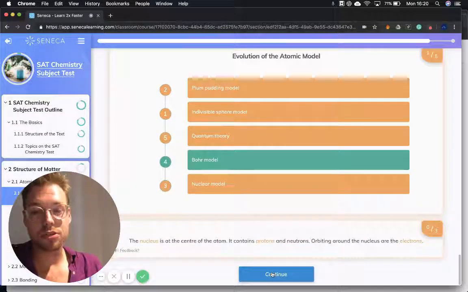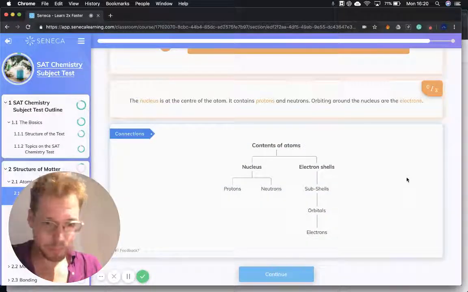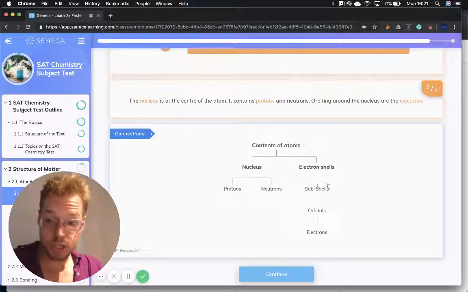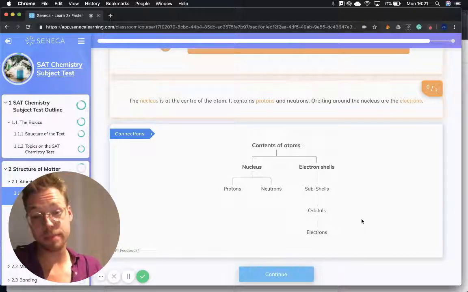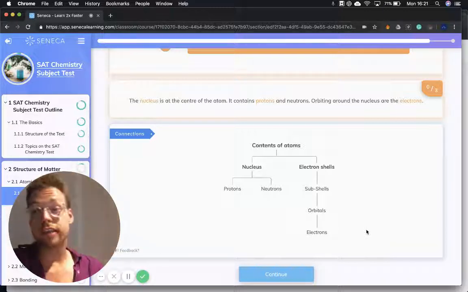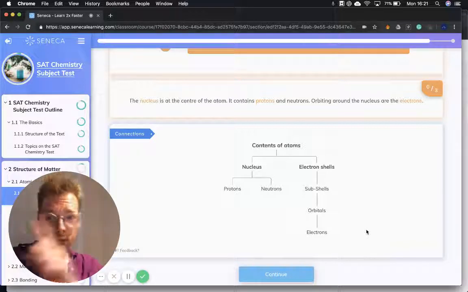So that brings us to the end of this session. And we're just going to quickly recap the contents of atoms to finish. Remember, we have our nucleus, which has protons and neutrons, and then our electron shells, which are made of subshells. Subshells are made of orbitals, and orbitals are made of electrons. Don't worry if that sounds terrifying. We're going to be breaking down the structure of electron shells in future episodes. So you got it. You're going to be just fine.